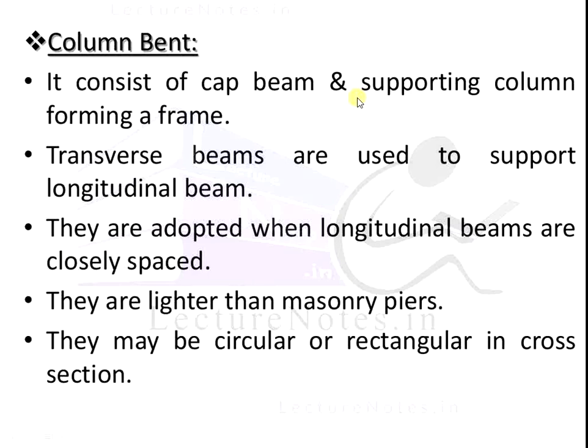The transverse beam is used for supporting the longitudinal beam for better strength and stability, and the longitudinal beams are adopted when closely spaced. It is lighter than masonry construction. Minimum dead load is the most important thing when we consider the forces acting on the pier. We have to reduce the dead load of the piers or columns, and the shape of the pier can be either circular or rectangular in cross section. That is the column bent.